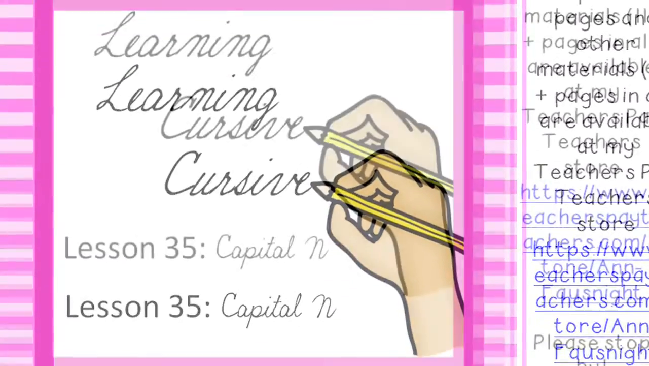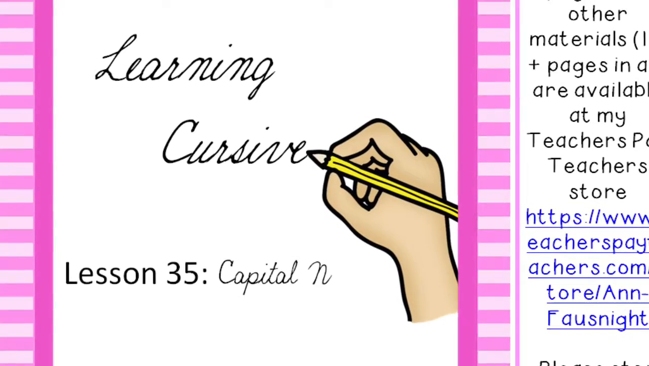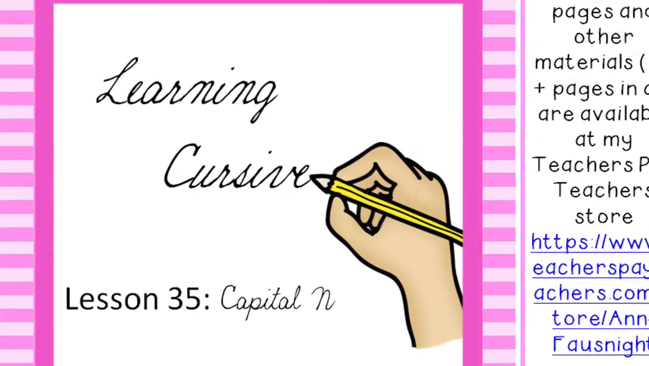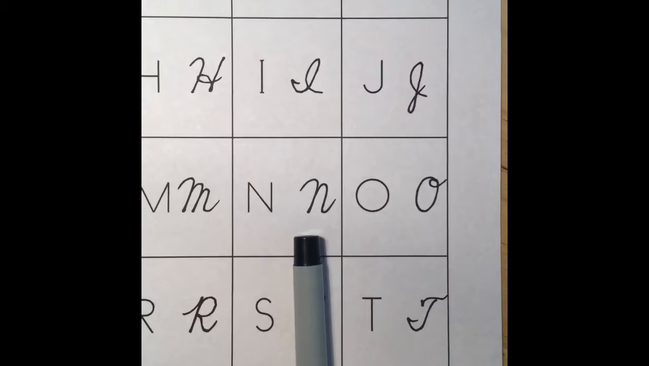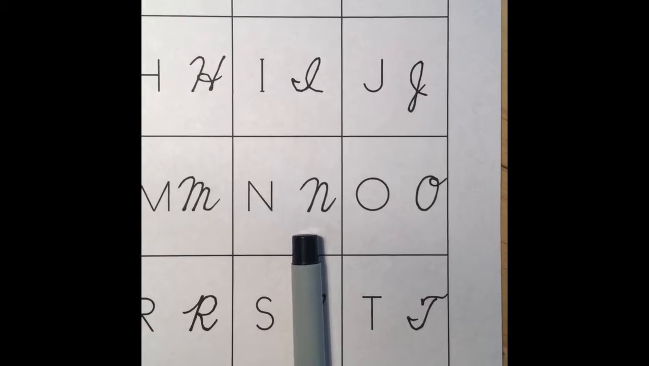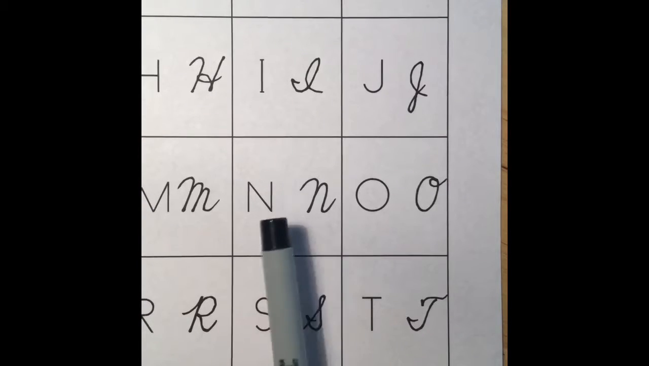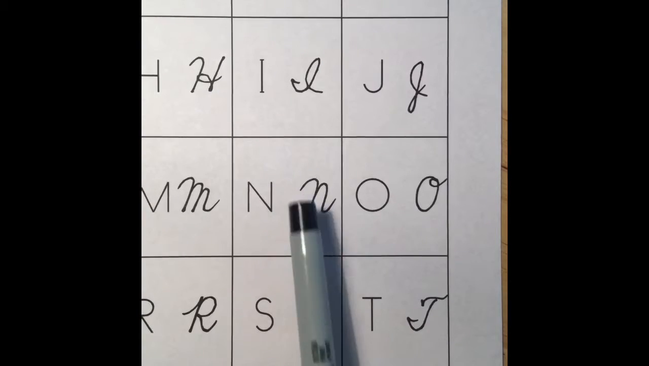www.teacherspayteachers.com/store/Ann-Fosnight. Learning Cursive Lesson 35, capital N. Looking at capital N in print and in cursive, we see that they don't look a lot alike. If we think about a lowercase n, it looks a little bit like it, except that the first hump is shortened.